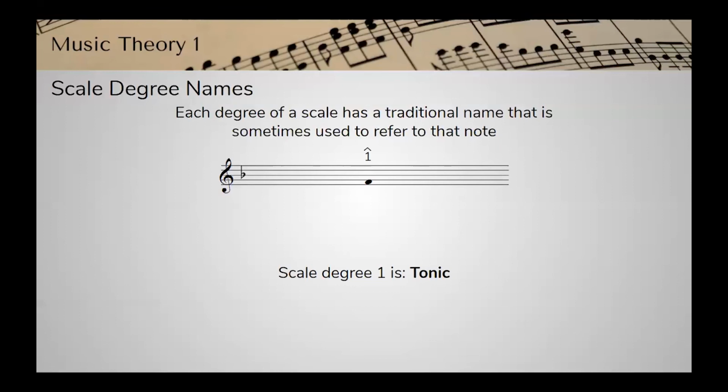The second most important note is the one that leads back to the tonic, or one of the ones that leads back to the tonic, and we call that the dominant. Okay, and that is a fifth above where the tonic is. So it's the fifth note of the scale here. So in the key of F major, the fifth note is C.